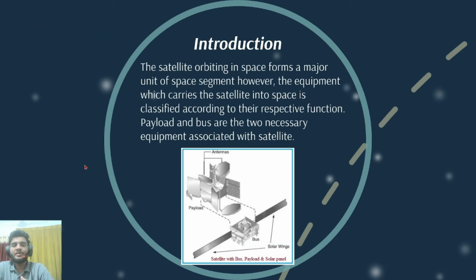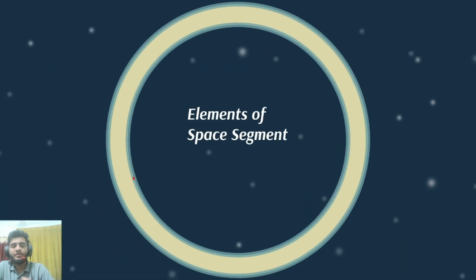Moving on, the satellite orbiting in space forms a major unit of space segment. However, the equipment which carries the satellite into space is classified according to their respective functions. The payload and the bus are two necessary equipment associated with the satellite. As you can see, this is the payload and this is the bus comprising the two necessary equipment. Now let us talk about the elements of space segment.